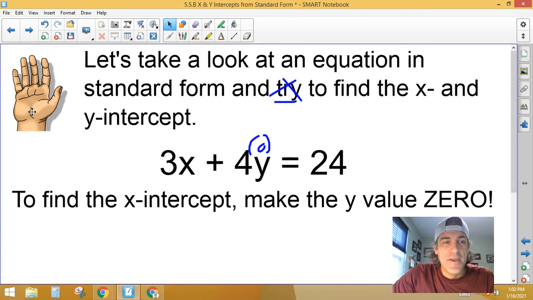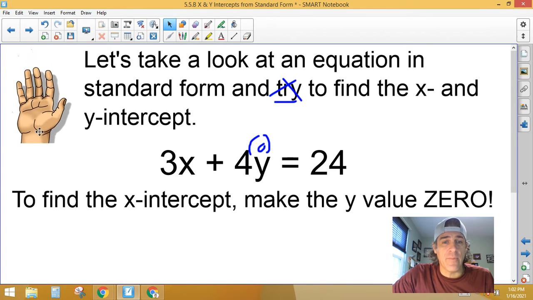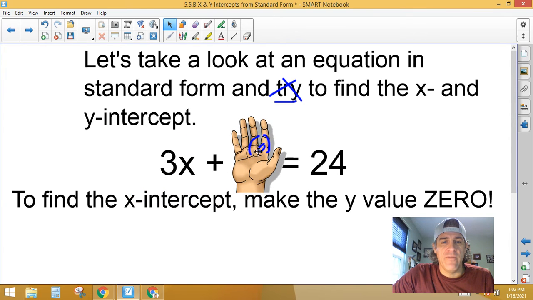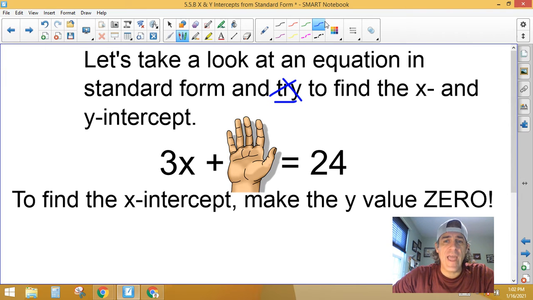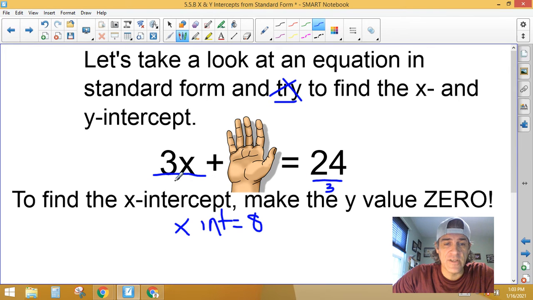Did you notice a creepy hand? Pretty much, if I want to find the x-intercept, that zero goes there. I cover up the y value because it'll cancel out whatever it is. And now I just have a one-step equation. When y is 0, it goes away. So now all I need to do is divide both sides by 3, and my x-intercept is going to be 8, because 24 divided by 3 gives me 8.